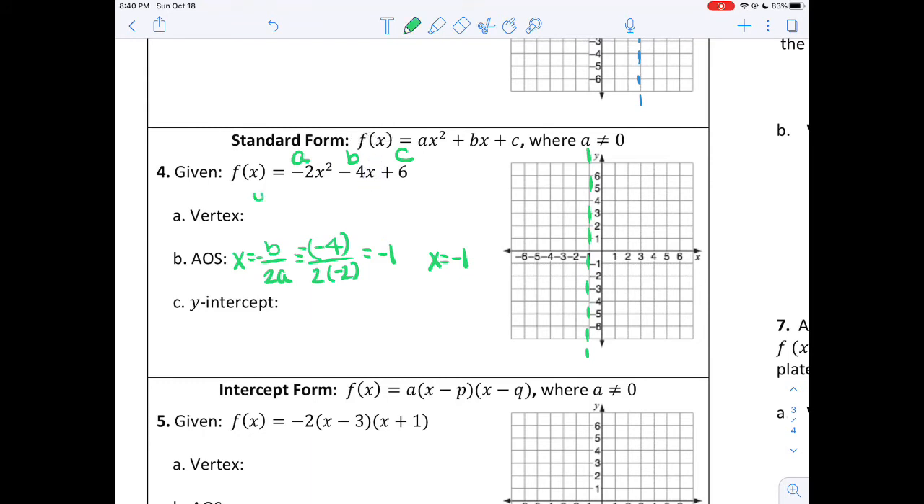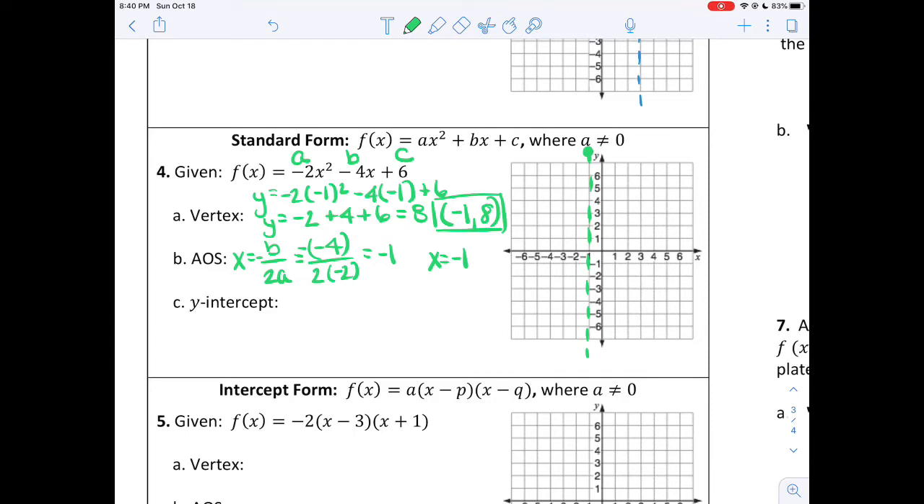So y is equal to negative 2 times negative 1 squared minus 4 times negative 1 plus 6. If I simplify that, negative 1 squared is a positive 1 times negative 2 is negative 2. I get a plus 4 and a plus 6, and so all of that comes out to be 8. So my vertex is at negative 1, 8. So I can plot that, negative 1 and 8. Ooh, I'm actually a little bit off the graph, but I can estimate it to be about there.